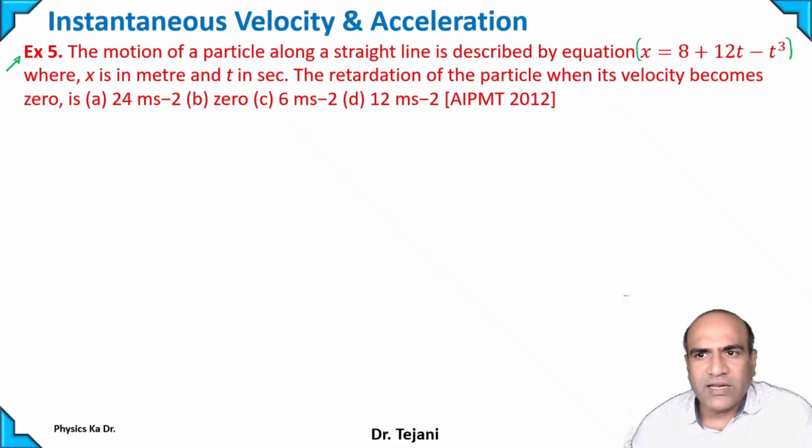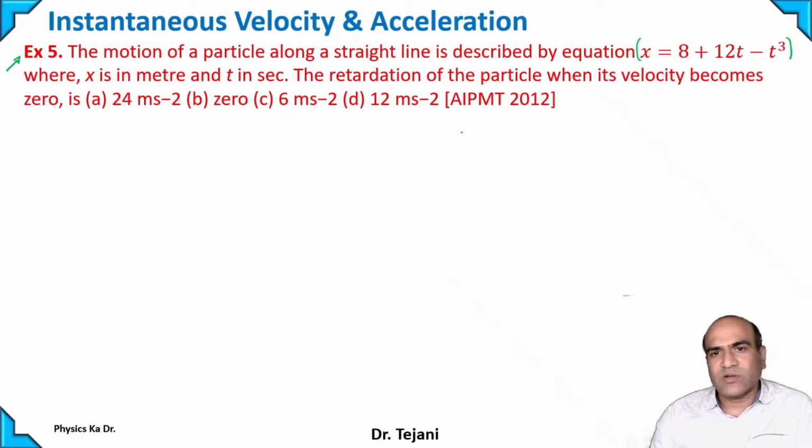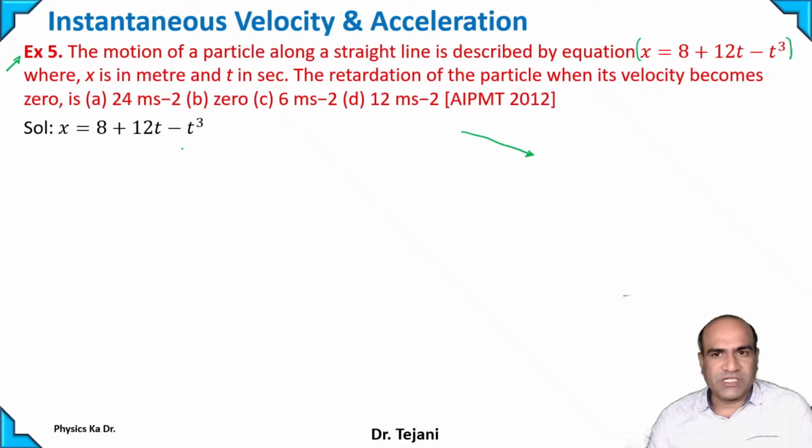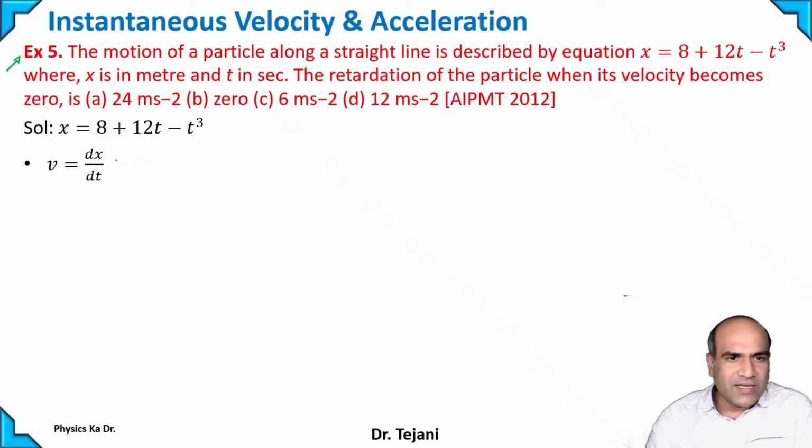Find the retardation of the particle when its velocity becomes zero. The equation is given and the question was asked. Now it is NEET, but previously it was the All India Pre-Medical Test that was asked in 2012. So we know that velocity is equal to dx by dt, and is equal to 8 becomes 0 plus 12 becomes 12 minus 3t square. Differentiation, if you don't know differentiation, you learn it.